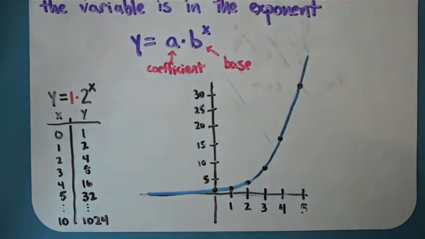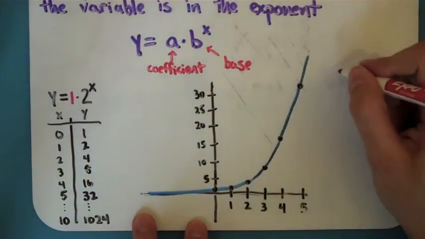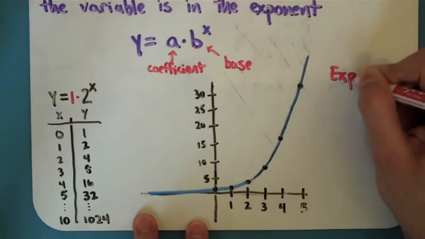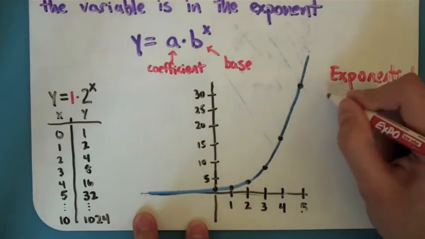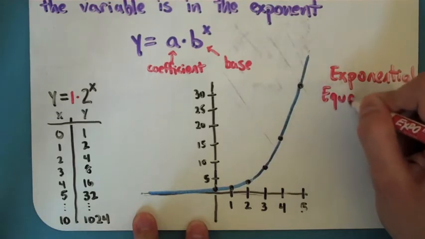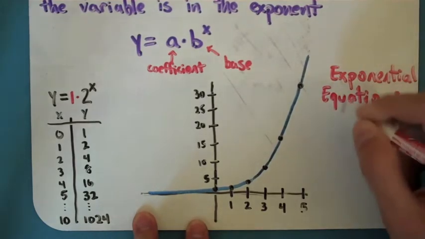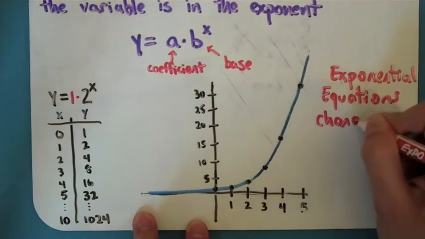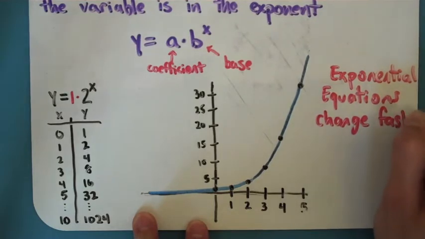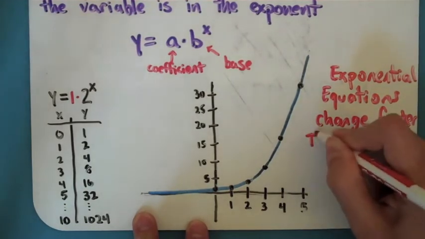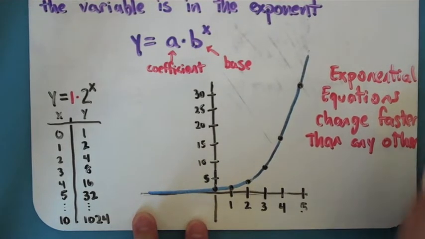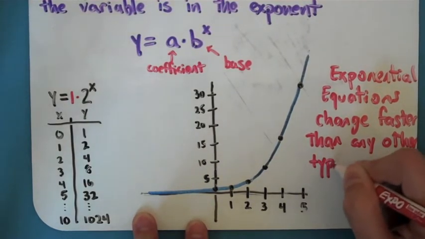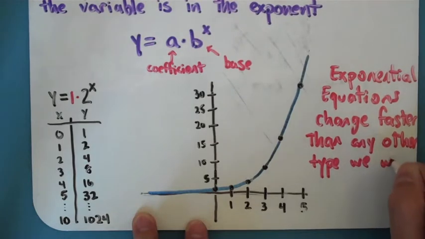So, first of all, I want you to write that down. Exponential equations grow faster than any other type of graph. So exponential equations change faster than any other graph we'll cover, or any other type we will cover.